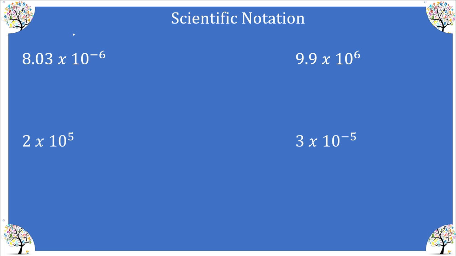Okay, let's convert these to standard form. So I'm going to have a small number because I have a negative exponent, so I'm going to be moving the decimal to the left. So I'm going to write out 803, leaving room in front. So the decimal was here. I'm going to move it 1, 2, 3, 4, 5, 6.